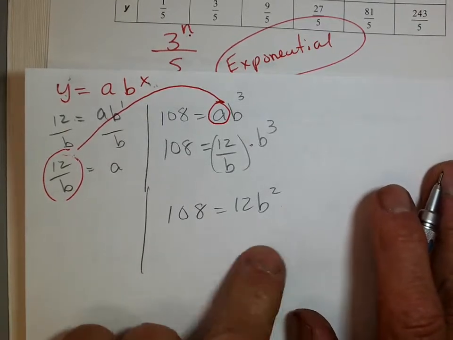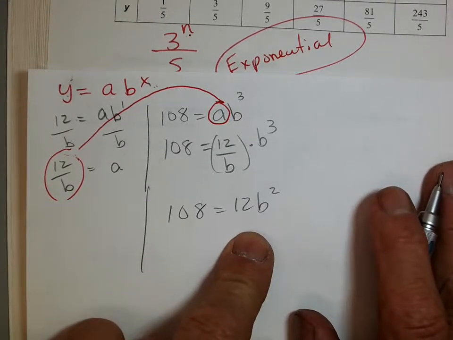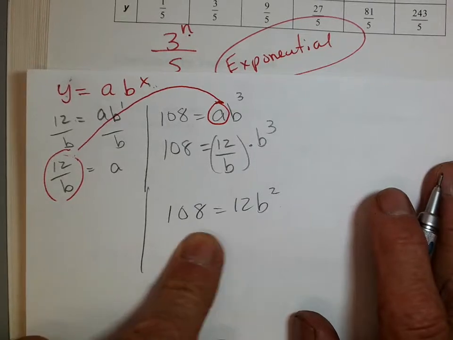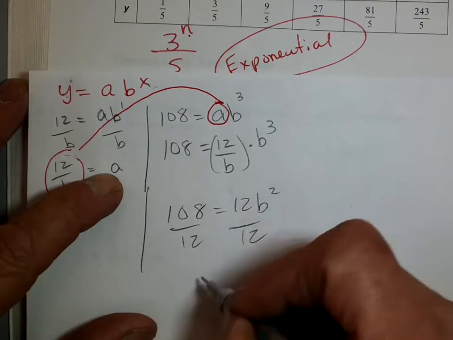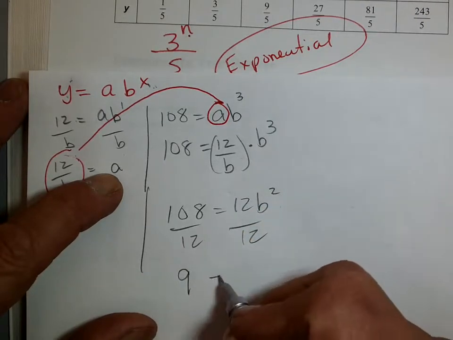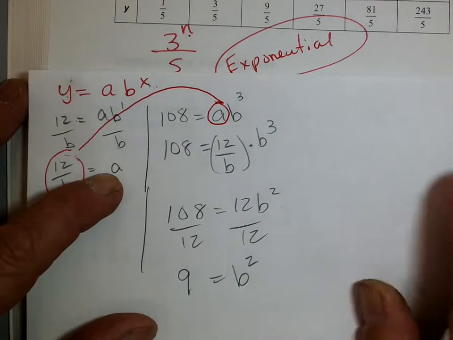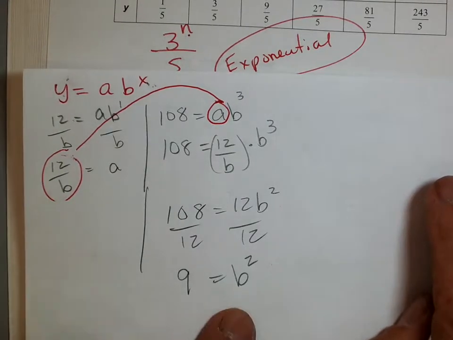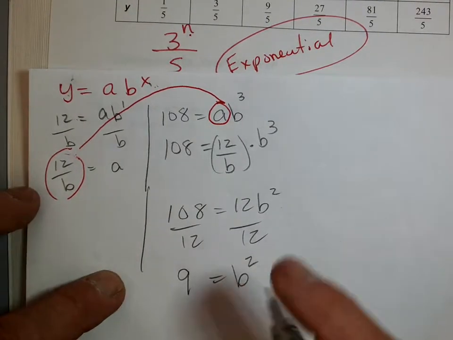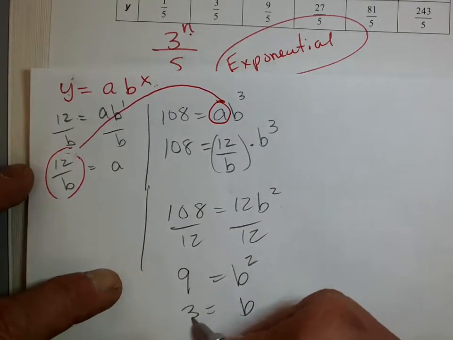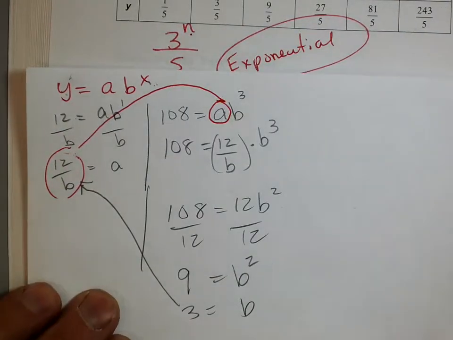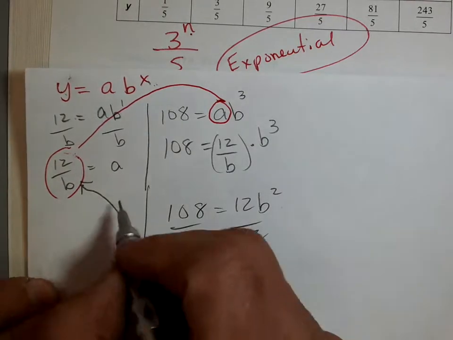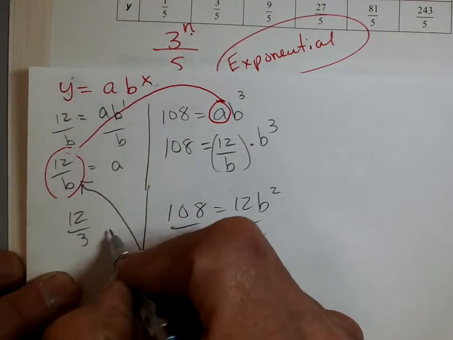So now, if you have to solve for b squared, what am I going to do? Divide by 12, right? Divide by 12, divide by 12. Okay, 108 divided by 12 is 9. Equals b squared. Okay, what's b? Square root. B is 3. So if b is 3, what is a? A is 4, right? Because a is going to be 12 divided by 3.